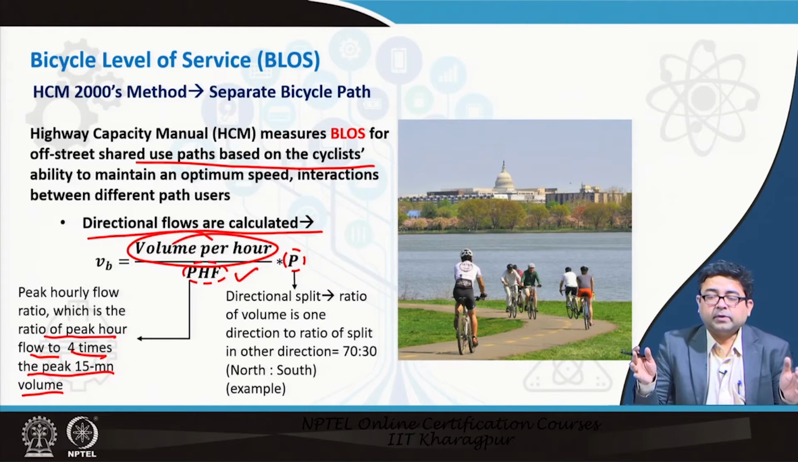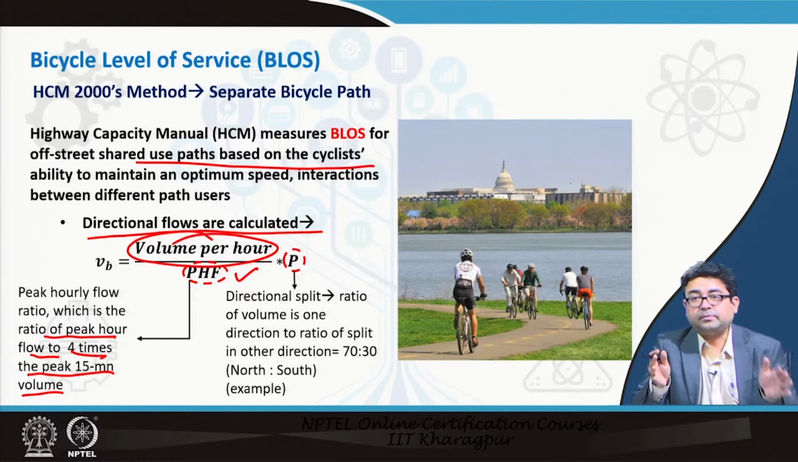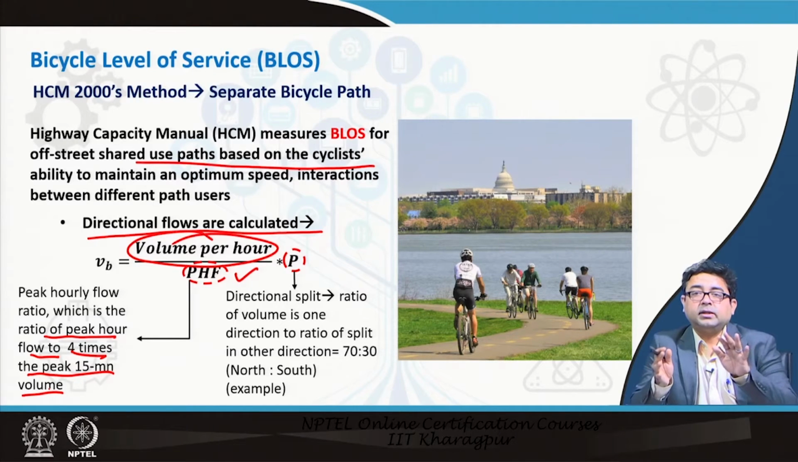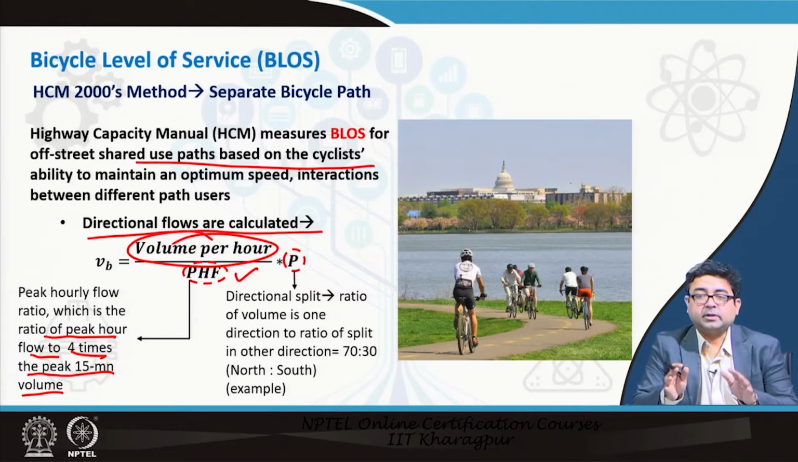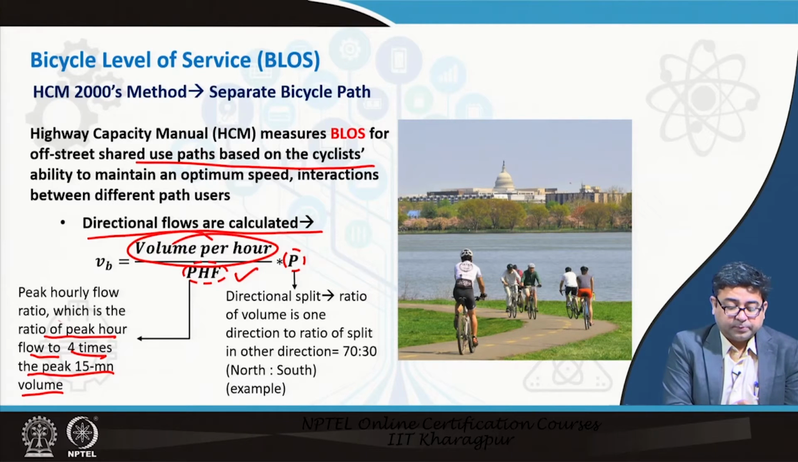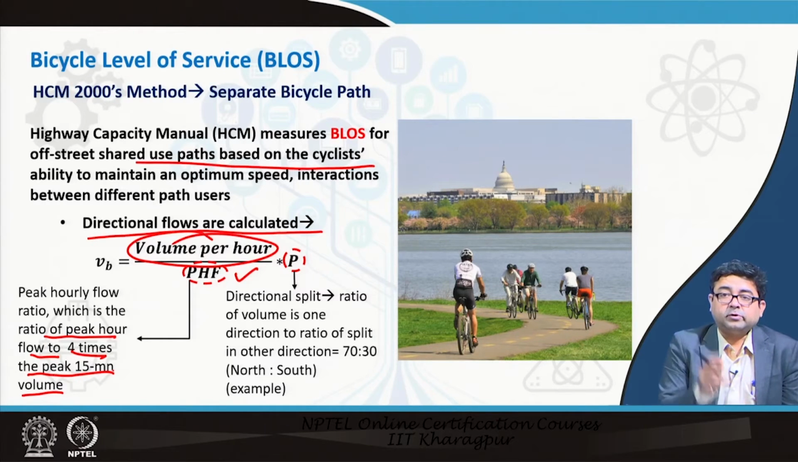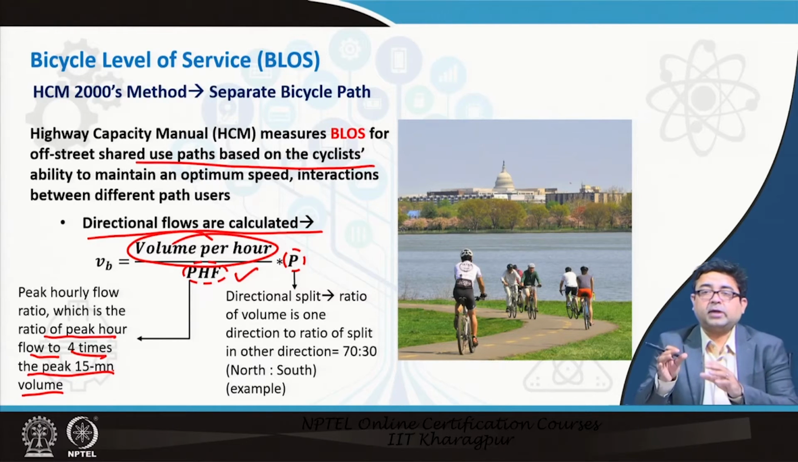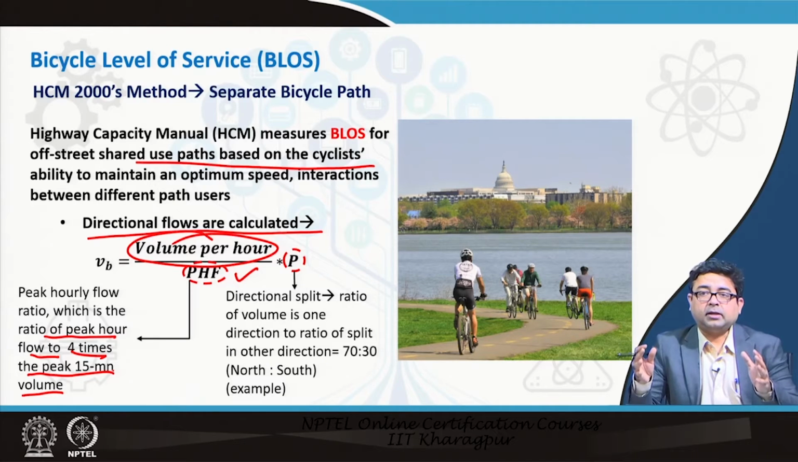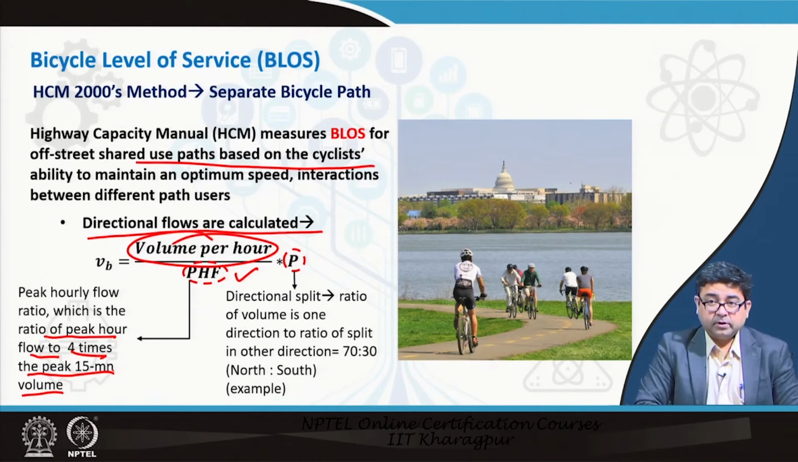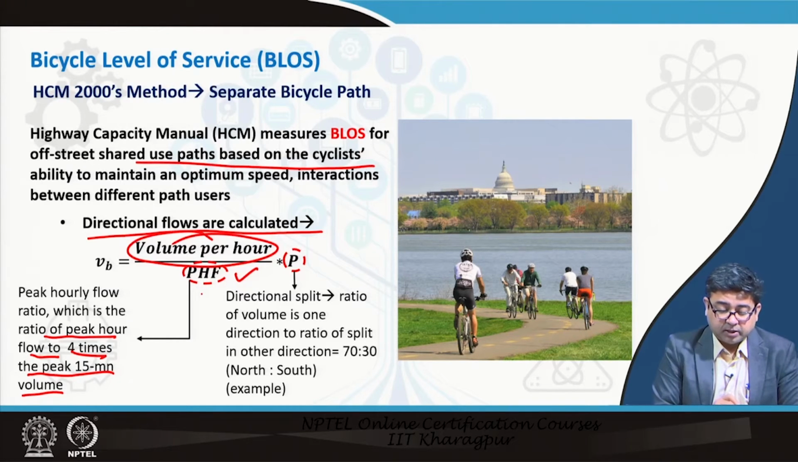Within an hour, there may be times when the bicycle flow peaks, and times when it is off peak, less peaks. So, the peak hour factor is nothing but the ratio of the peak hour flow to 4 times the peak 15 minutes. If you know the peak 15 minutes, you multiply it by 4, that will give you the entire hour, and then you divide the peak hour flow by it. So, that gives you the peak hour factor.